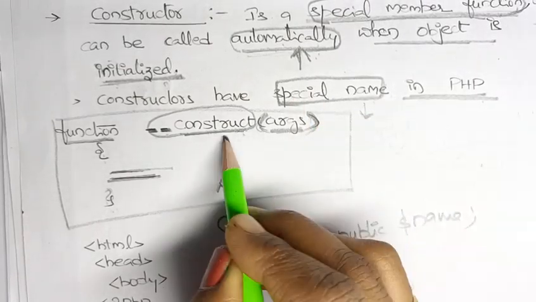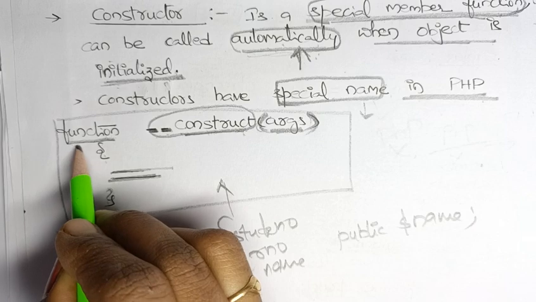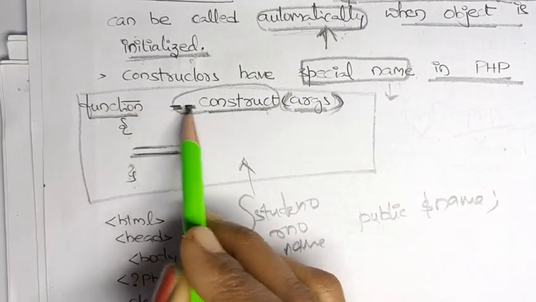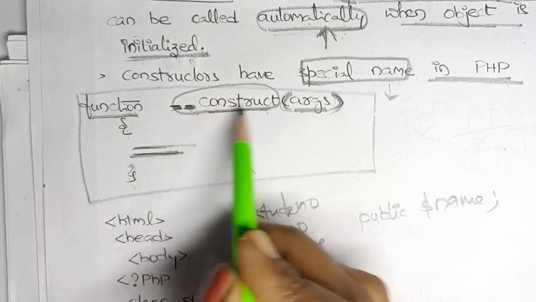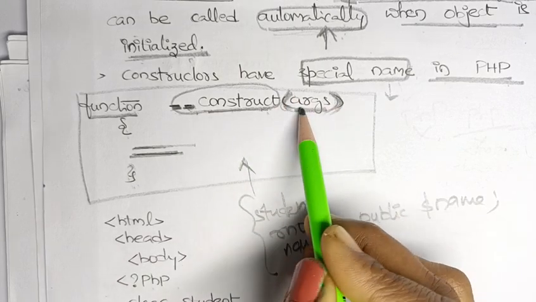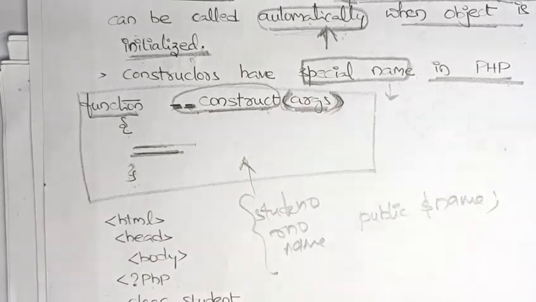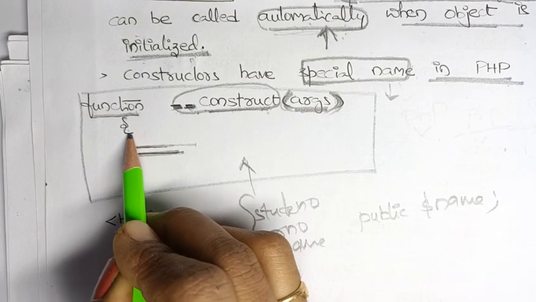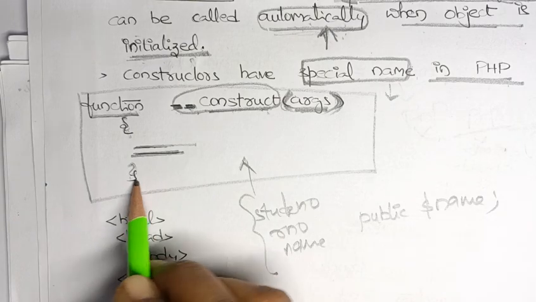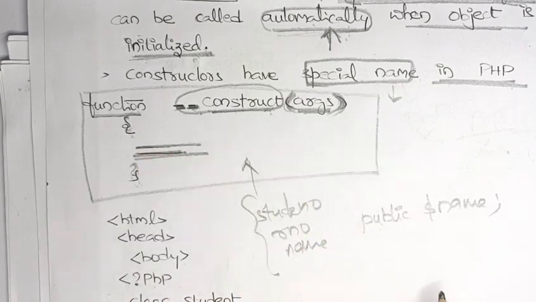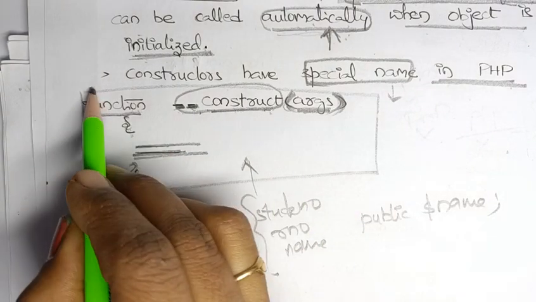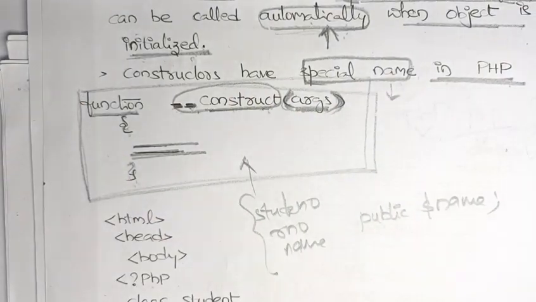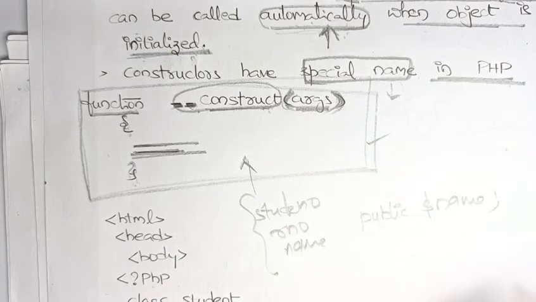To define a constructor in PHP, you need to use the following syntax: function, space, two underscore symbols, construct, and within the parentheses you write the arguments. Any number of arguments you can pass. Next, open the curly brace and close the curly brace. Here you can write some set of statements. So if you want to define constructors in PHP, you need to follow this syntax. You need to practice it.